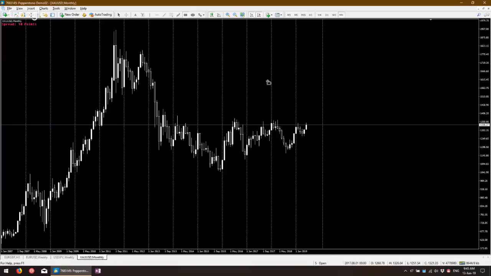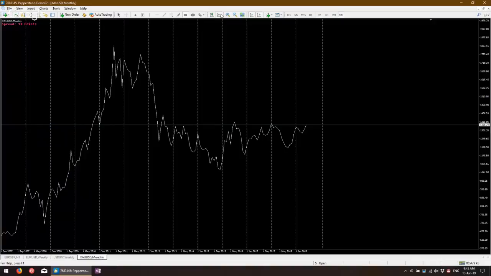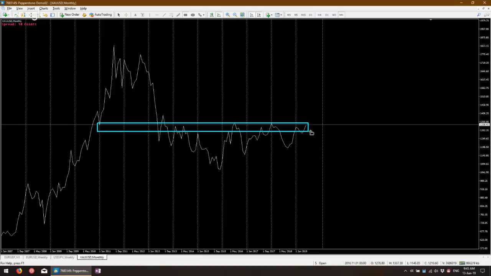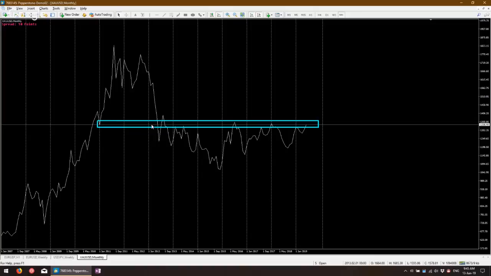So in this case, we go to the monthly and we can see a really clear zone. We are actually right now in an important area in the weekly. I am going to skip the first step of writing the one line and starting to make the zones, just because it is faster that way.